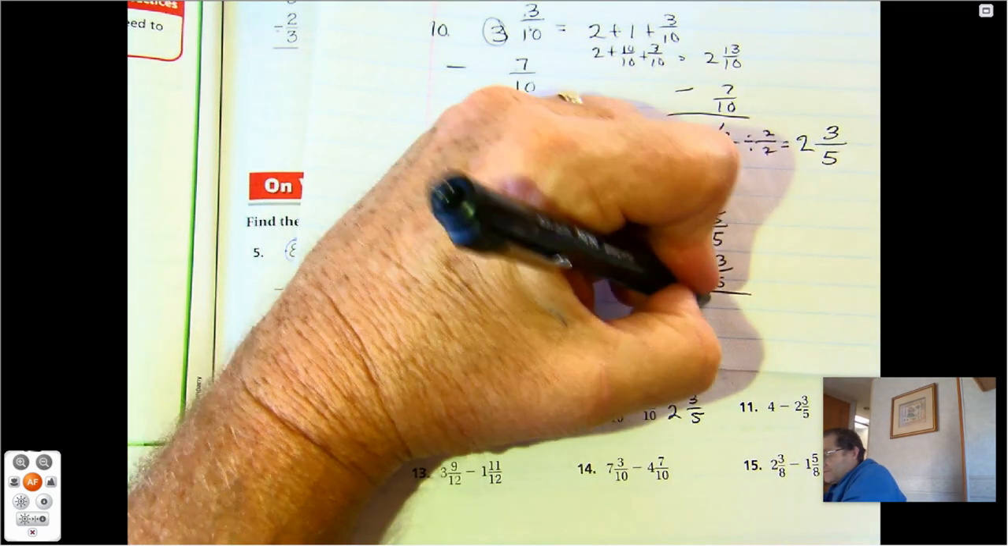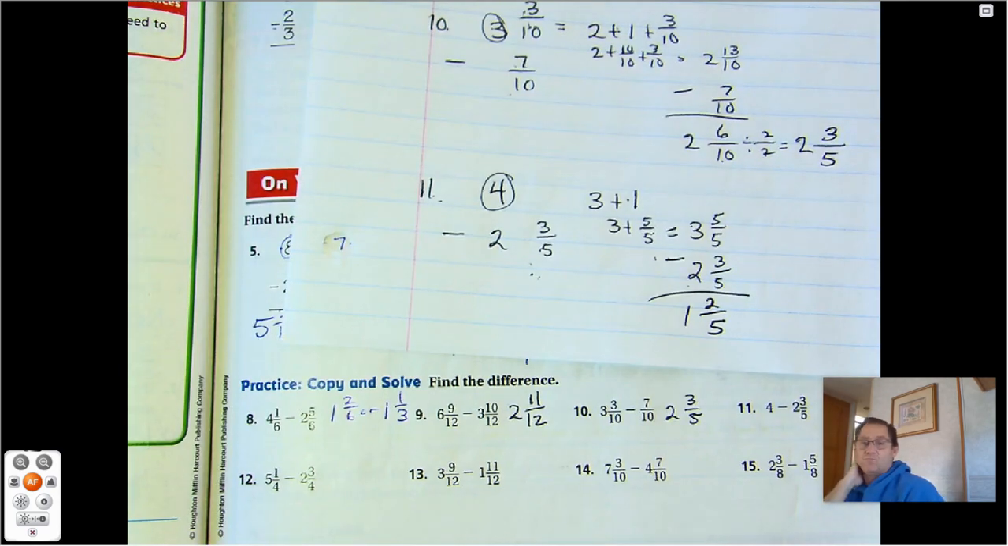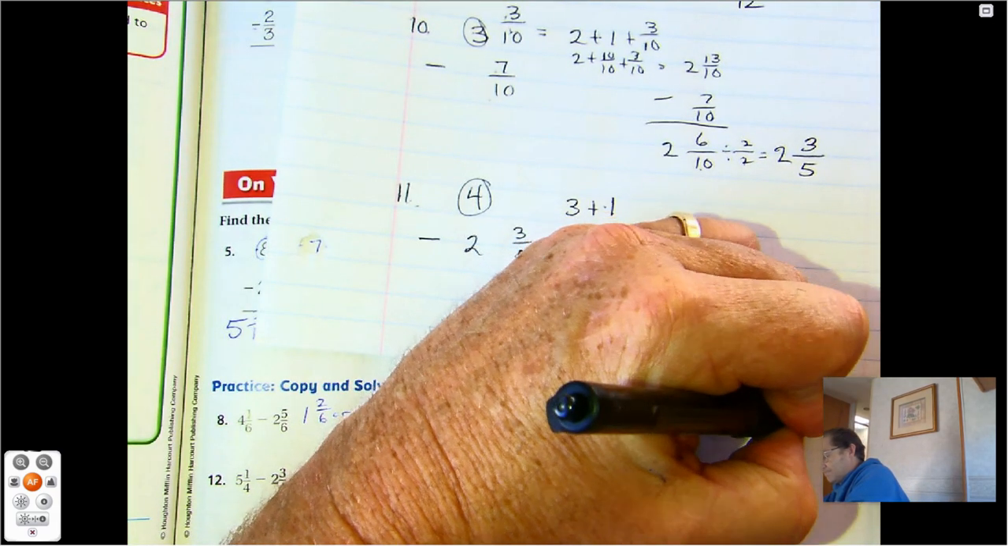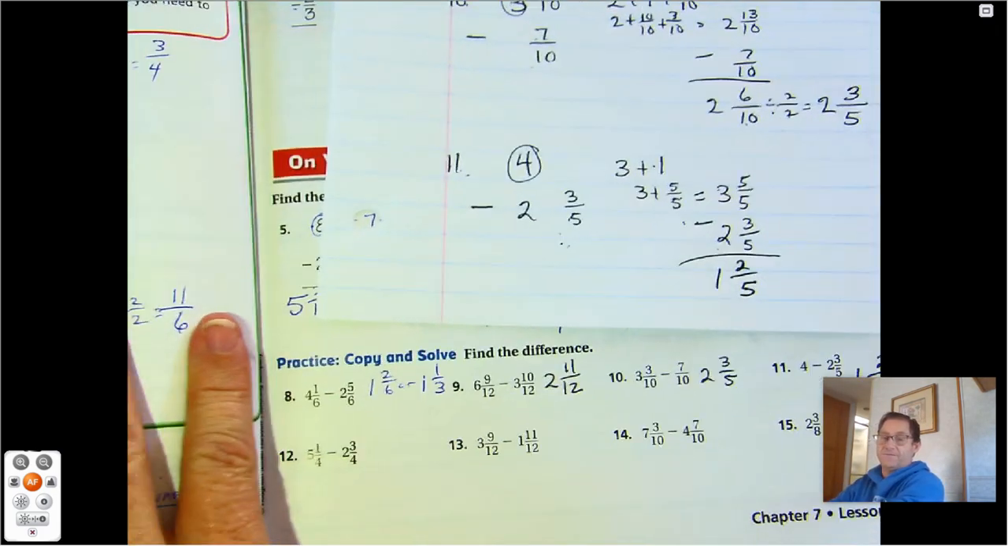5 take away 3/5 is 2/5. 3 take away 2 is 1. 1 and 2/5. 2 is prime and is not a factor of 5.